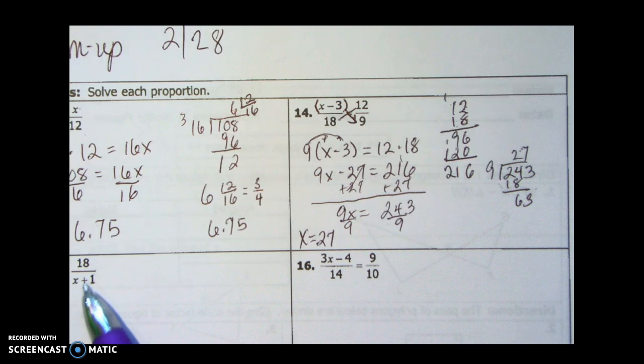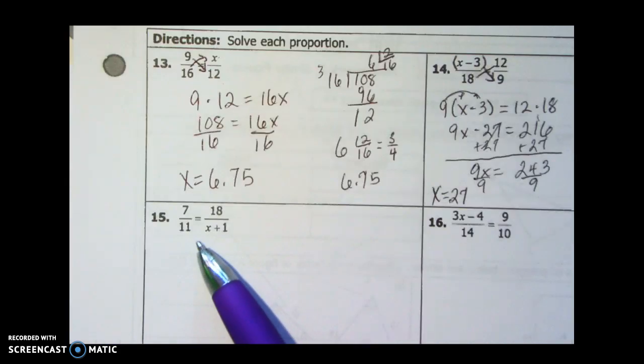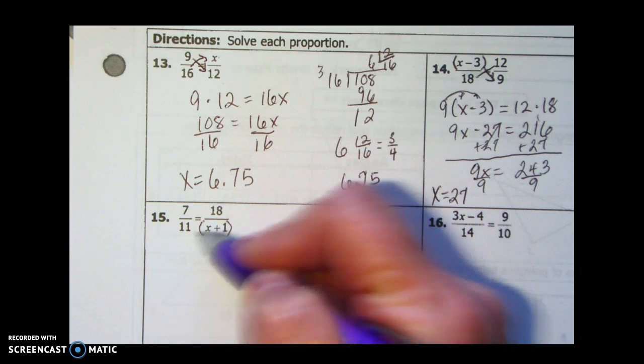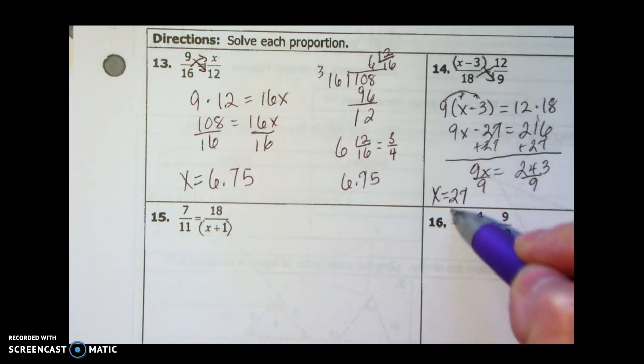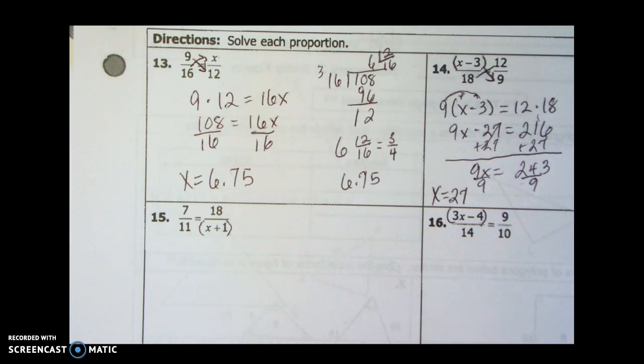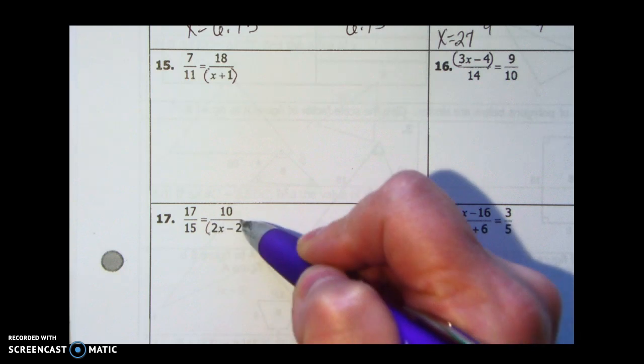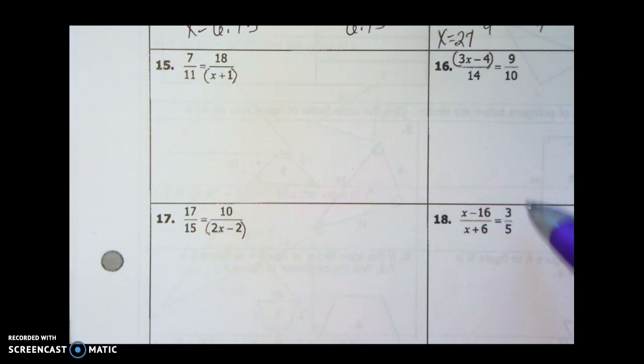Okay, this is the same, looking at 15. Same thing. Put parentheses around any time you have that quantity. 16. Same thing. 17. Put parentheses around this quantity. Okay, now 18. We're going to take a look at this because we have 2 of them.